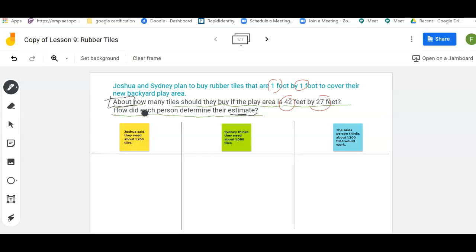Okay, all right. So the first part down here, Joshua said they need about 1,260 tiles. Sydney thinks they need about 1,080 tiles. And the salesperson thinks they need about 1,200 tiles. Okay, so we're going to pause for a minute and give you an opportunity to reread the problem, reread the questions if you need to, and to go ahead and solve it.